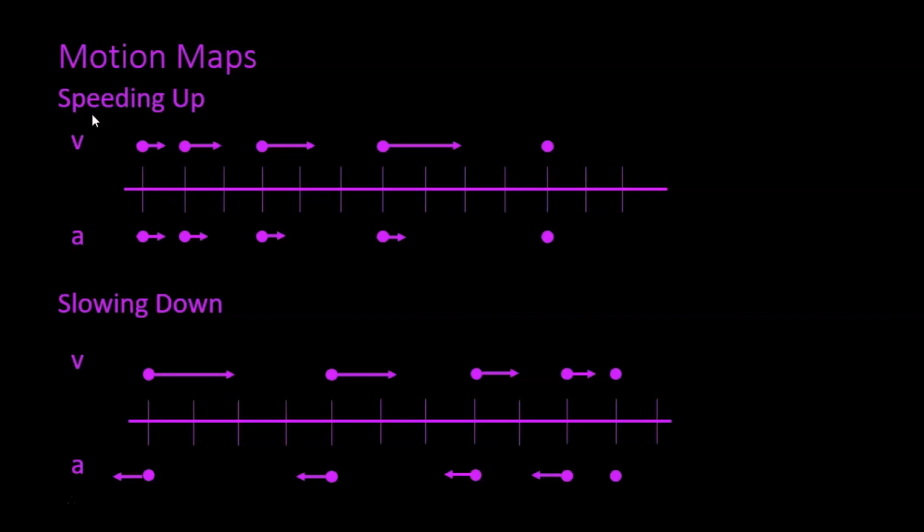Now, the opposite is true when an object is speeding up. When an object is speeding up, the velocity and acceleration are in the same direction. So an object speeding up to the right will have both its velocity arrows and acceleration arrows pointing to the right, and an object that's speeding up to the left will have its velocity arrows and acceleration arrows pointing to the left. This ends part 1 of our 2-part series on describing uniform acceleration.